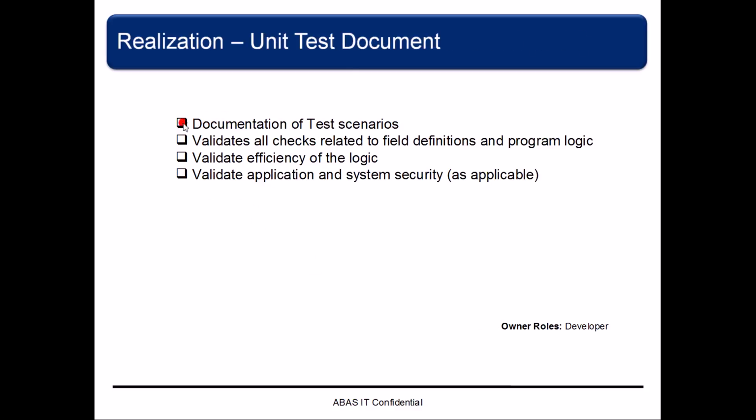The next part is the unit test document. It contains the unit test scenarios, because there are different test aspects of that particular object, and it must validate all the checks that are related to field definitions and program logic. The testing must also validate the efficiency of the logic. We might do a bulk test or a load test. Then we also validate application and system security as applicable, and that is also defined by the developer.